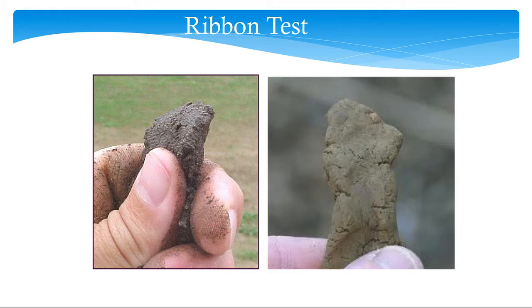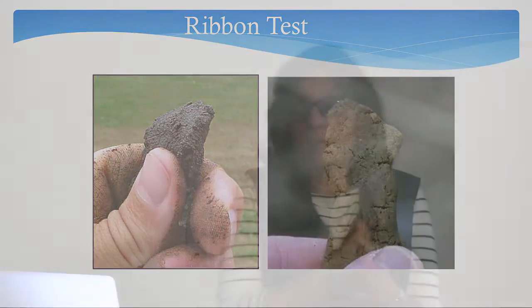But let's say you're out visiting a client or somewhere, and you don't have time to do this jar test. You don't have 2 weeks or 24 hours or whatever to do it. They need to know now. You can actually do a ribbon test and just make a little mud pie, so to speak, a little ball of soil in your hand, wet it, and try to extrude it and feel it and see if you can form it into anything. And it will give you a good ballpark figure of the type of soil that you have.